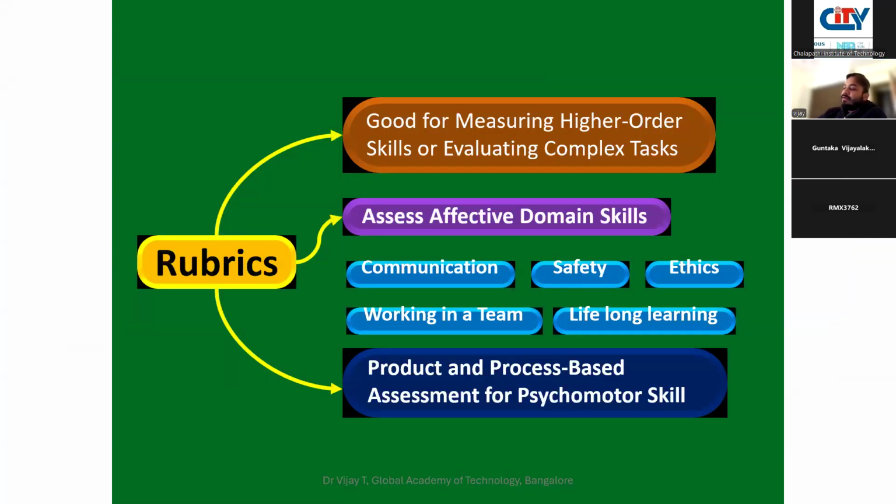And for each and everything, whatever we are evaluating, a rubric is being developed. So what is a rubric? Rubric is a set or a table which is good for measuring higher order skills or evaluating complex tasks. Okay. So it assesses affective domain skills like communication, safety, ethics, working in team, and lifelong learning. Especially for internship, project, seminar, you should have a rubric for evaluation. Without a rubric, you cannot evaluate these aspects. Product and process based assessments for psychomotor skill. So anywhere if you are measuring a psychomotor skill, then also you should have a rubric.